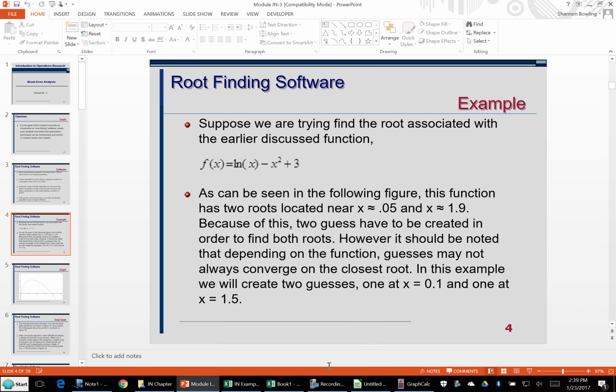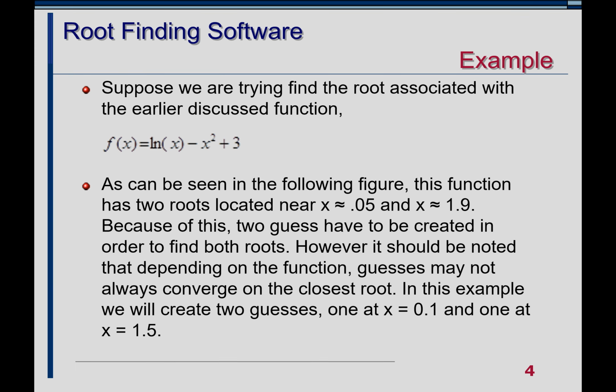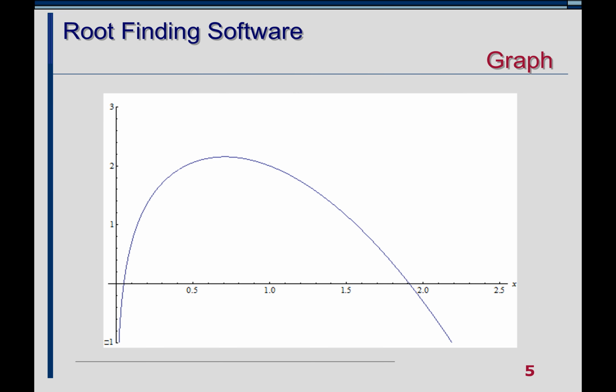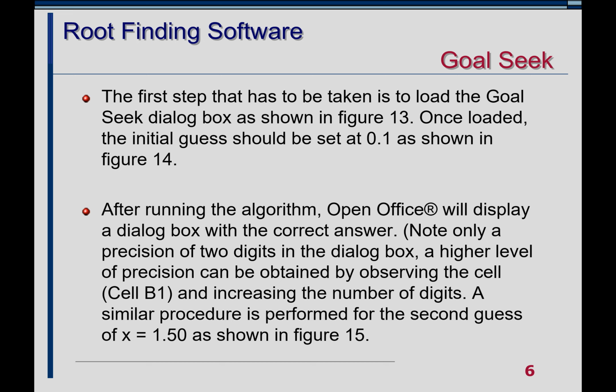Okay, so as can be seen in the following figure, this function has two roots located near approximately 0.05 and 1.9. Because of this, two guesses have to be created in order to find both roots. However, it should be noted that depending on the function, guesses may not always converge on the closest root. In this example, we'll create two guesses, one at 0.1, another at 1.5. Okay, and when we do this, we got the answers that I showed you just a moment ago using GraphCalc.